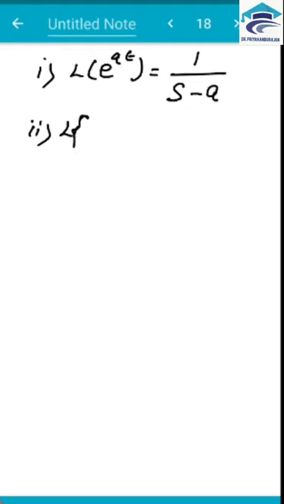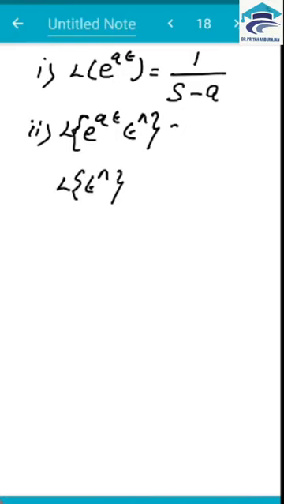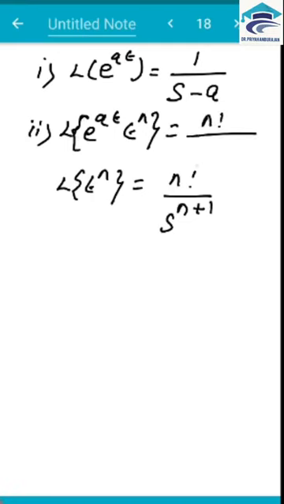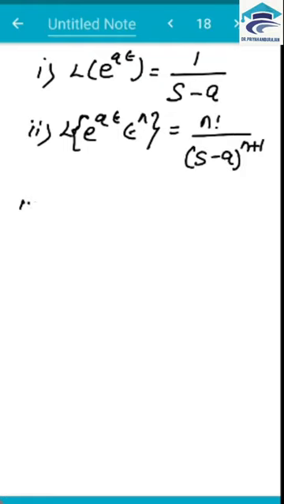For the second formula, we all know L of t power n. So L of e power at into t power n will be, what is L of t power n? It is n factorial by s to the power n plus 1. So here we are going to shift s as s minus a. This can be written as n factorial by, we shift s alone, so instead of s we write s minus a the whole power n plus 1. So this will be the formula.